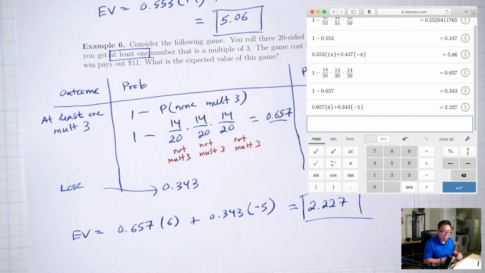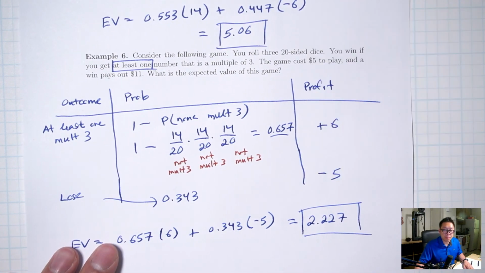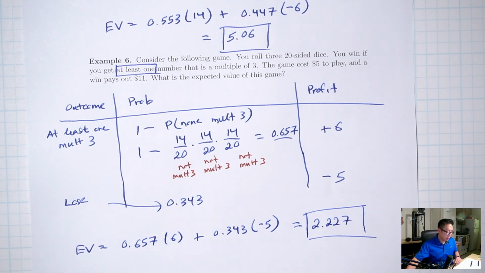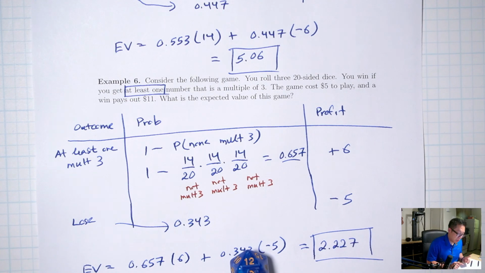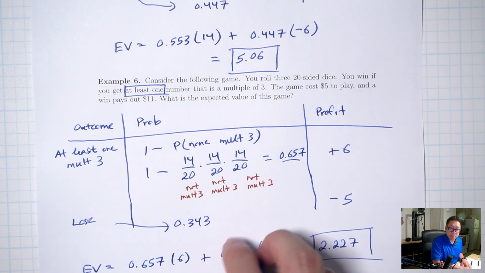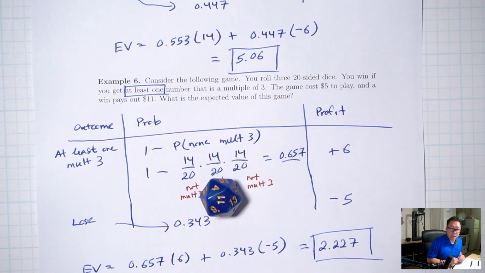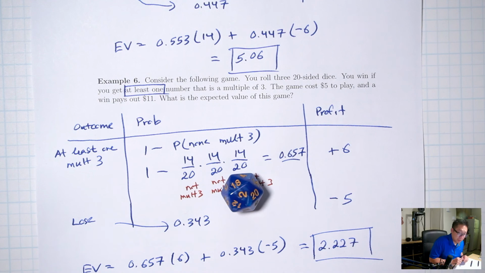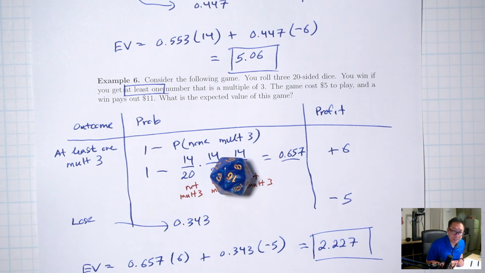Okay, so this is another one that you definitely should play. And let's play. All right, so here's the dice. I'm going to roll it 3 times. You win if you get at least one multiple of 3. Okay, first one. 11, that's not a multiple of 3. 2, not a multiple of 3. 16, not a multiple of 3.